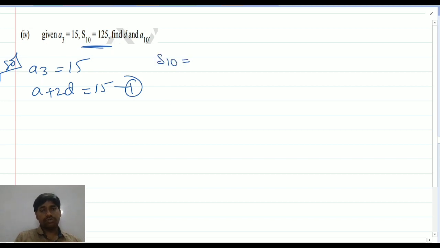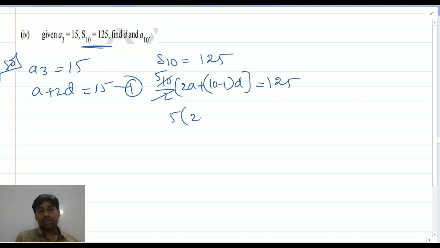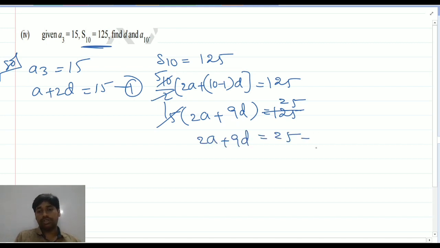Similarly, S10 is equal to what we know? It is 125, which means 10 by 2 of 2A plus 10 minus 1 into D is equal to 125. So it is 5 times 2A plus 9D is equal to 125. 5 25s are 125. So 2A plus 9D is equal to 25. This is equation 2. I told you, two variable equations will come. If you solve them, you can get their solution.